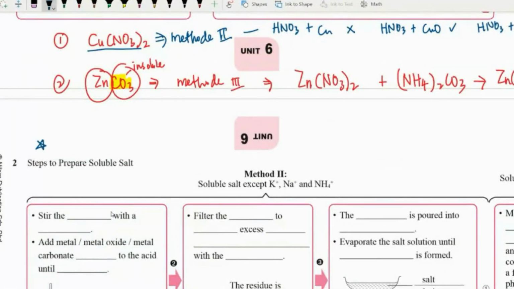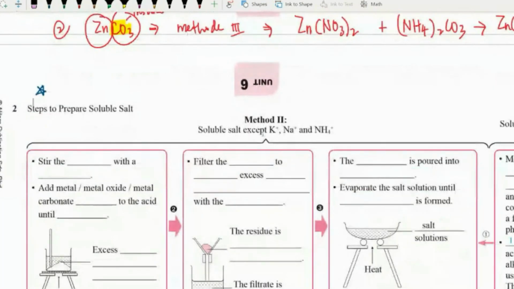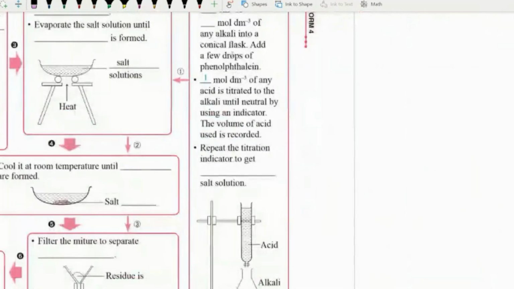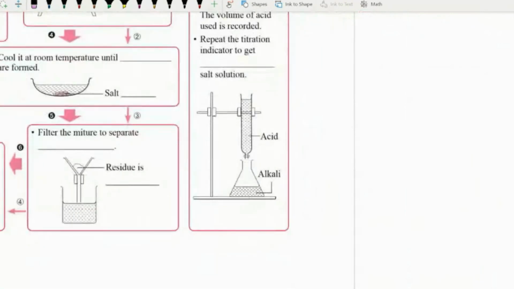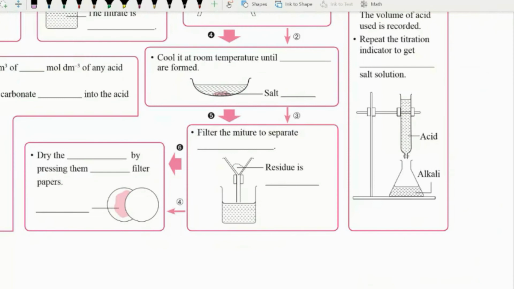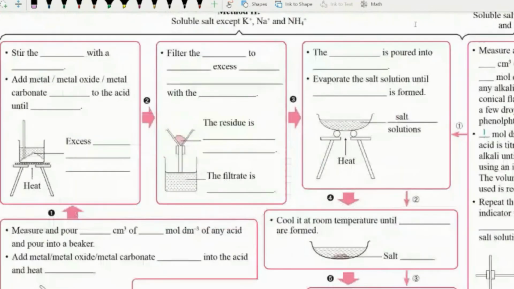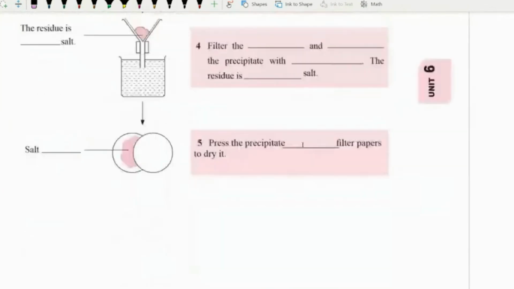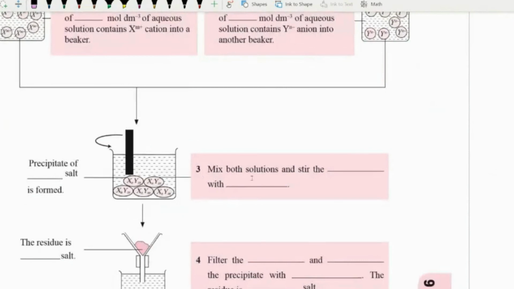This is for method 2, soluble salt except sodium, potassium, ammonium, and this part. But the right side part is for method 1. Some of the steps actually are repeating, so you can see these diagrams. The steps are like this, so you fill in the blanks. And then this one is for the insoluble salt: preparation of the insoluble salt by double decomposition reaction, precipitation reaction. This one is easier.